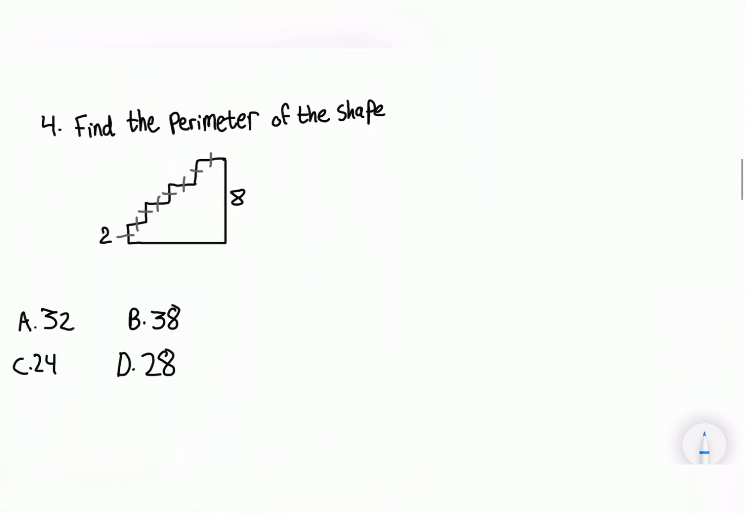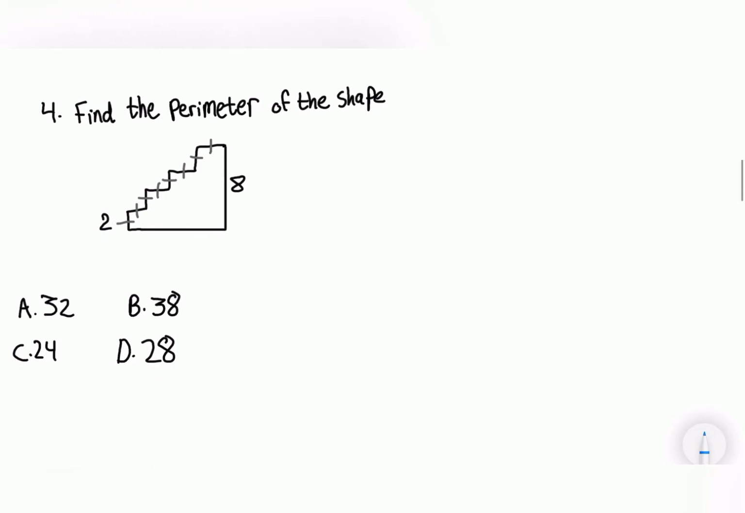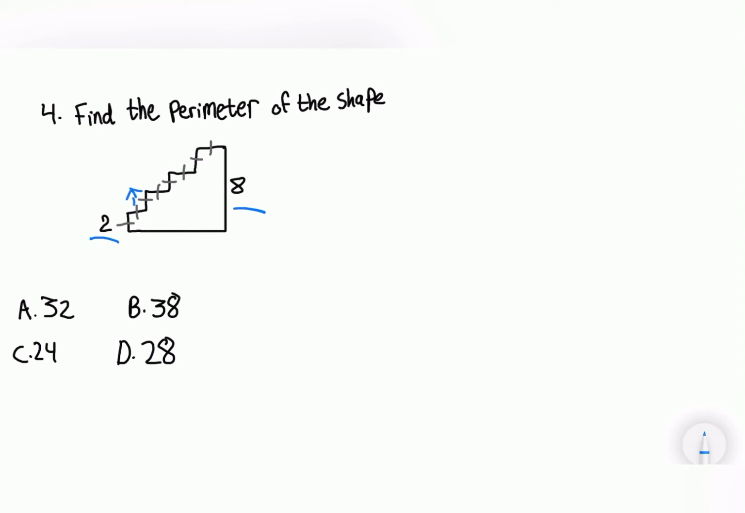Now let's move on to number 4. So number 4 says, find the perimeter of the shape. Find the what? The perimeter of the shape. Okay, so what's given here? We are given 2 and we are given 8. And we are told that each single, I guess you can call it stairway, is a 2. And all we have to do is simply bring one up, bring one to the side, bring one up, bring one to the side, bring one up, bring one to the side. So we can make it a whole shape like this.